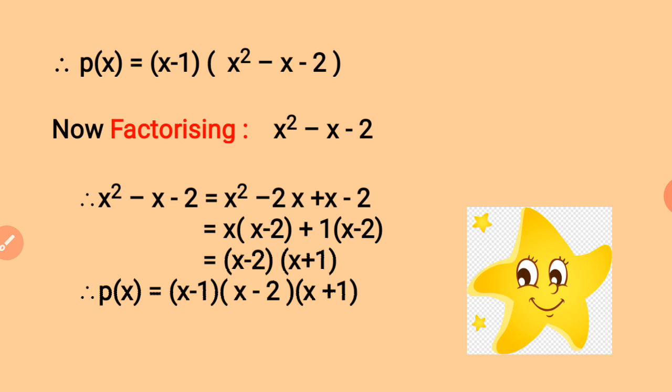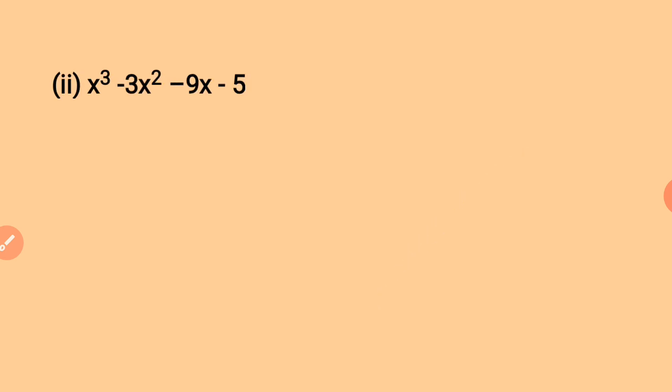So children, p of x has now 3 factors. First, x minus 1 that we have already got by using remainder theorem, and the other 2 factors which we have got by division method and then using the splitting the middle term method. So finally we can say that p of x can be written as x minus 1, x minus 2, x plus 1. With this, let us move to the second sub-question.